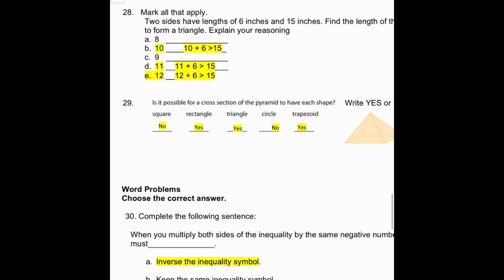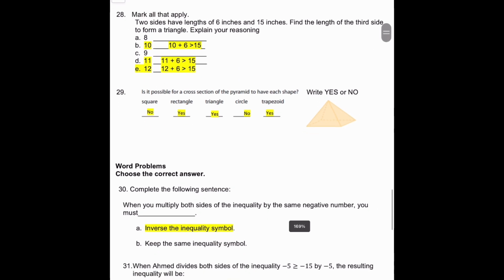Two sides have length 6 inches and 15 inches. Find the length of the third side. Now, if two sides of a triangle have length 6 inches and 15 inches, the third side should be greater than 6 plus 15. So 6 plus 15 is equal to 21. So any third side should be greater than 21. It should be greater than 21, not, sorry.